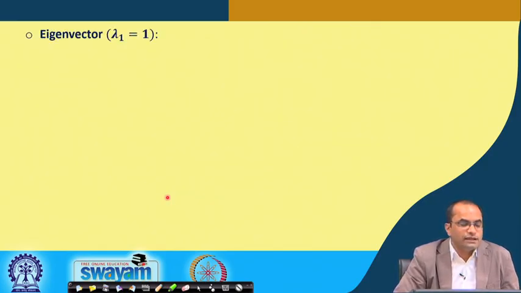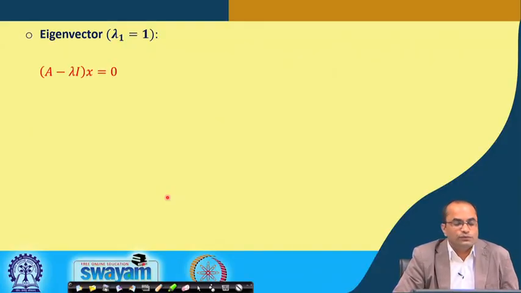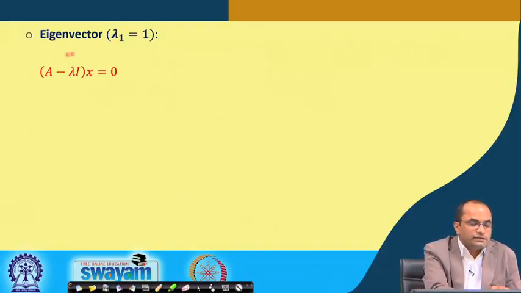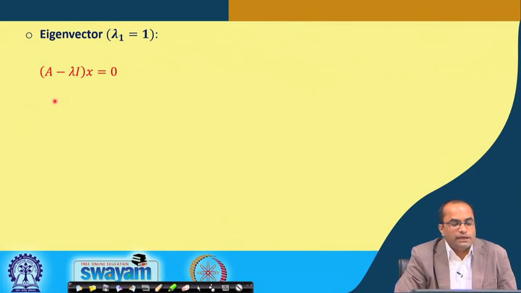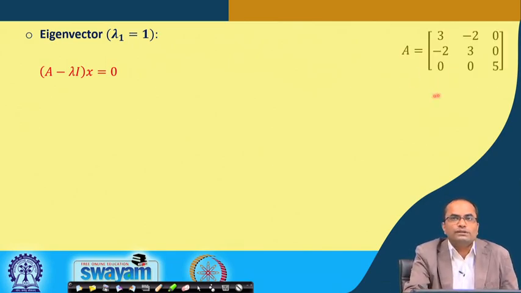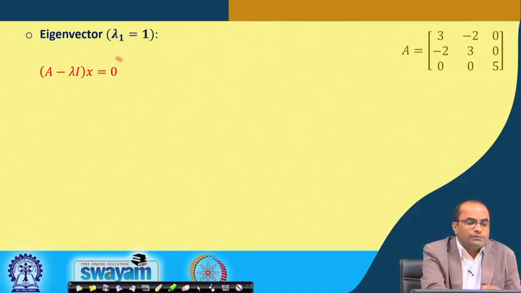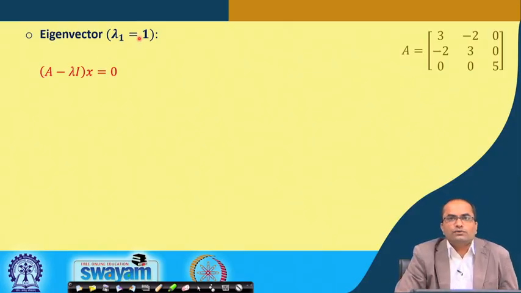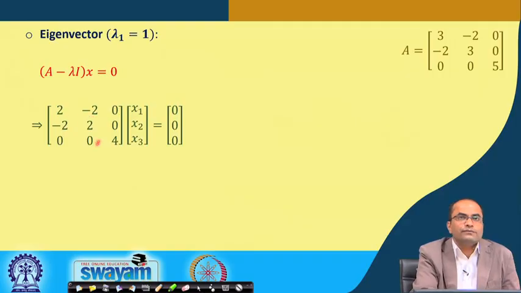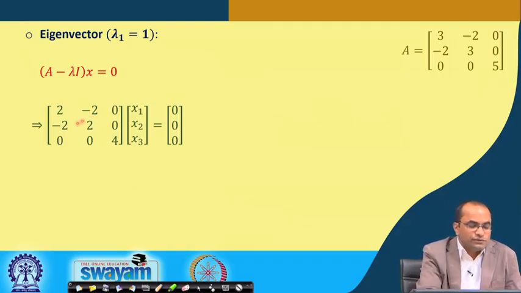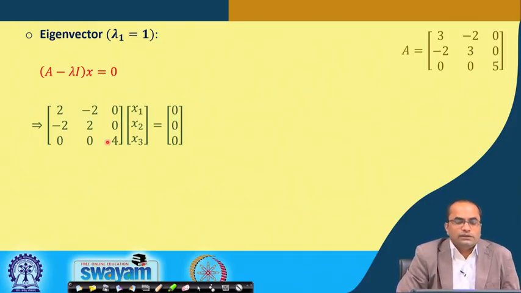So, when we take lambda1 equal to 1, what do we get? This system of equations (A minus lambda I) x is equal to 0, and our A was 3, minus 2, 0; minus 2, 3, 0; 0, 0, 5. So, here A minus lambda I, and lambda is 1 now. So, 1 will be subtracted from the diagonal, and that will be our matrix here with 2, minus 2, 0, and this is again 2 here, the diagonal entry is reduced by 1.